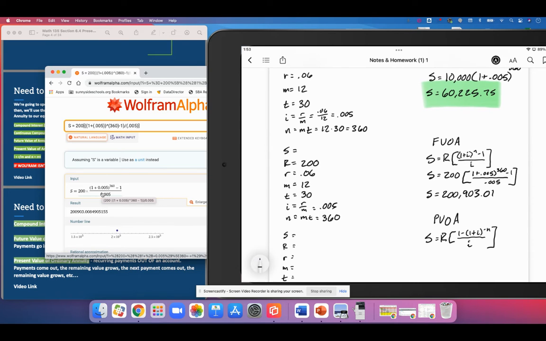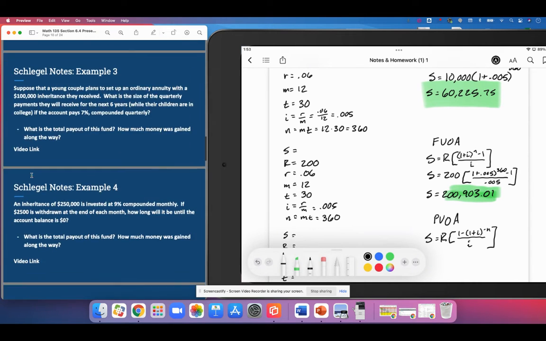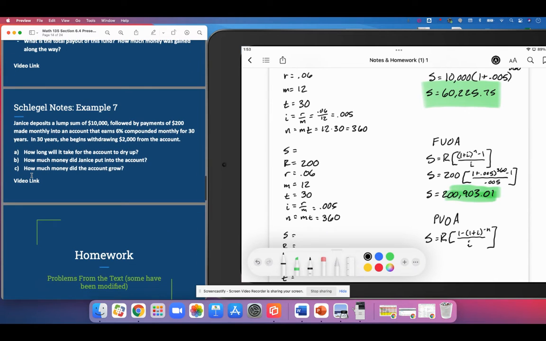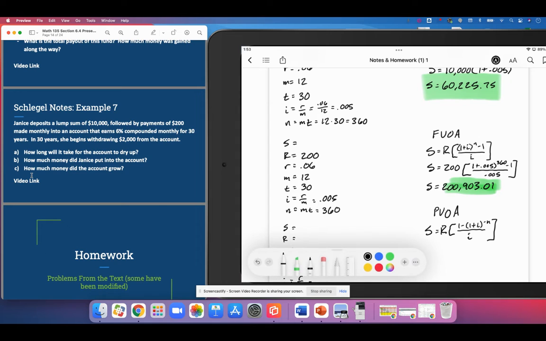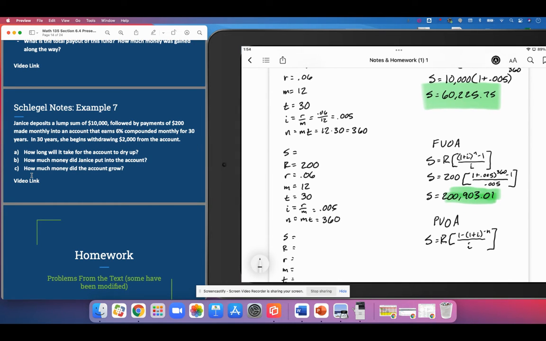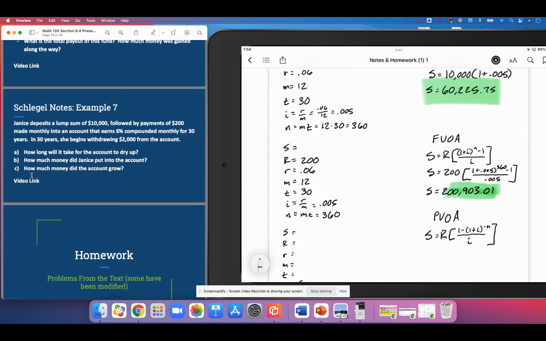And so again, everyone, those two put together are going to be how much is available in this fund 30 years later when Janice is ready to go about her retirement or do her business or whatever she's doing in this problem. So in 30 years, she begins withdrawing $2,000 from the account each month. And so what we need to understand is that as we get down here to the present value of ordinary annuity, she has both of the things that I highlighted in green put together in that account.